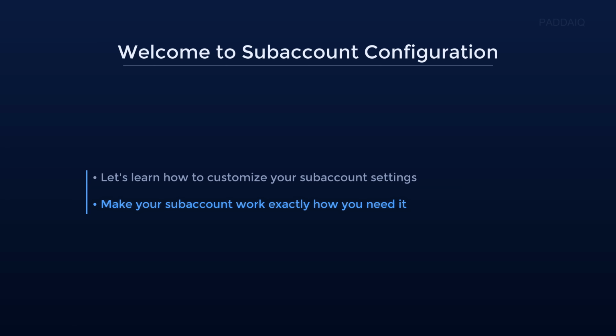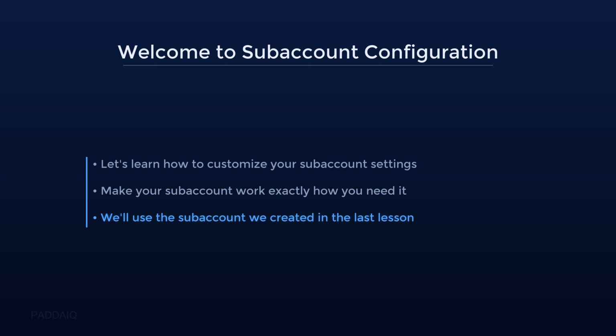Make your subaccount work exactly how you need it. This means customizing your cloud environment to match your business processes. For example, you can configure it to automatically send email alerts when sales orders exceed a certain value. This tailored setup ensures your operations run smoothly and efficiently.